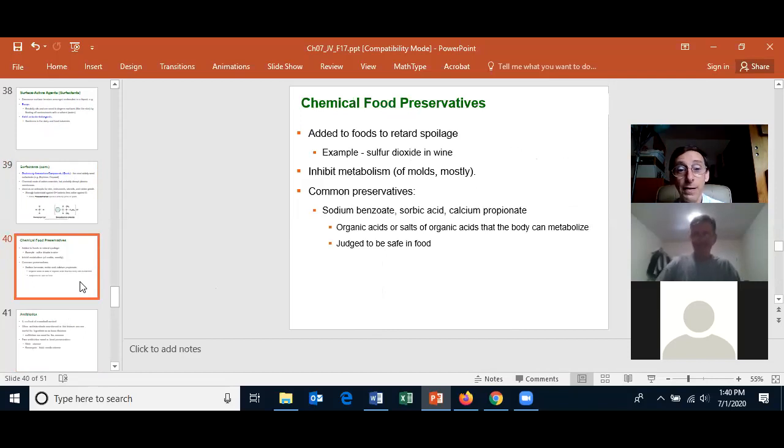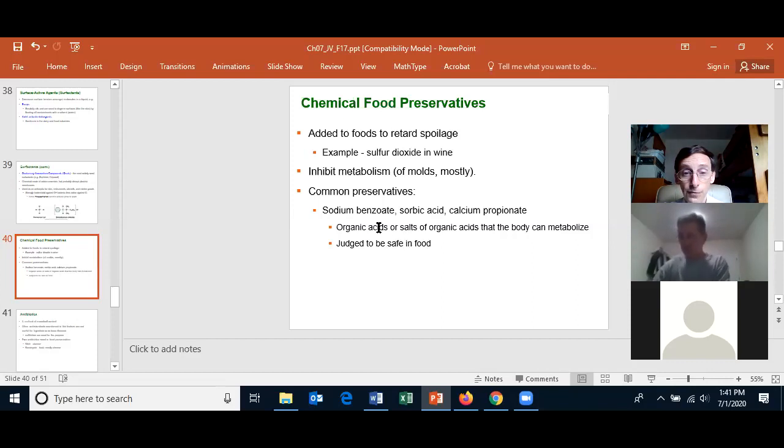They're added to foods to retard spoilage, like sulfur dioxide is added to wine to keep the wine good for a longer period of time. They generally inhibit metabolism, mostly of molds, but sulfur dioxide in wine can also prevent certain bacteria from growing in the wine. Common food preservatives include sodium benzoate, sorbic acid, and calcium propionate.